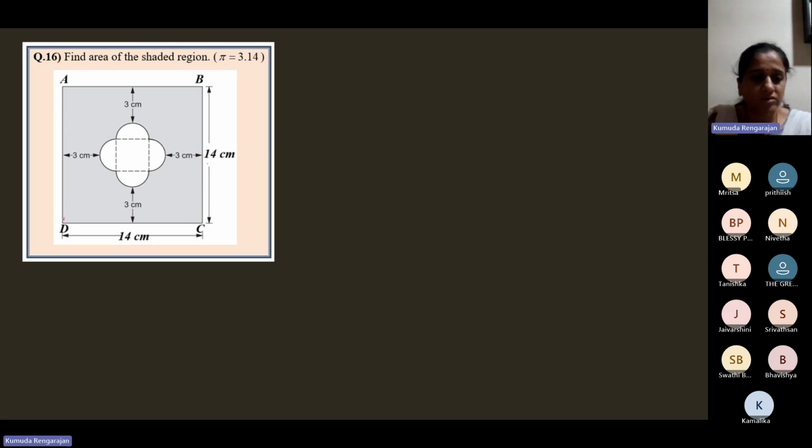So what is the length from here to here? 14. So 3 plus R plus 2R. This is 2R. So this will be 2R plus R radius plus 3 is equal to 14. So like that you can find the value of R.